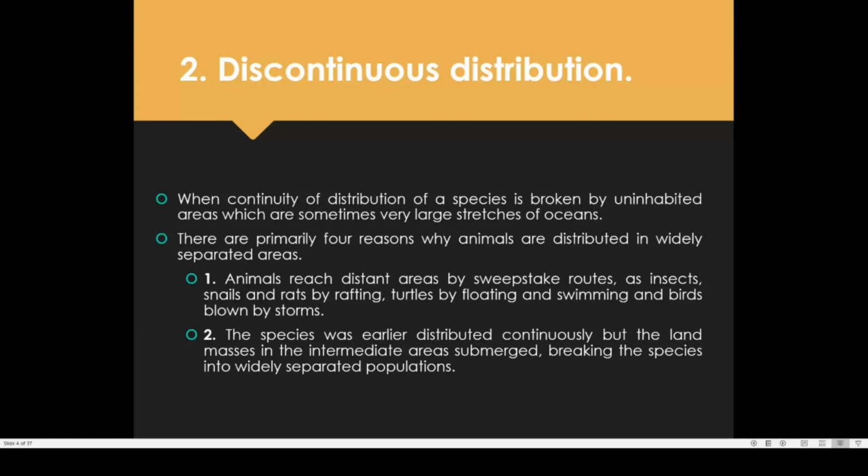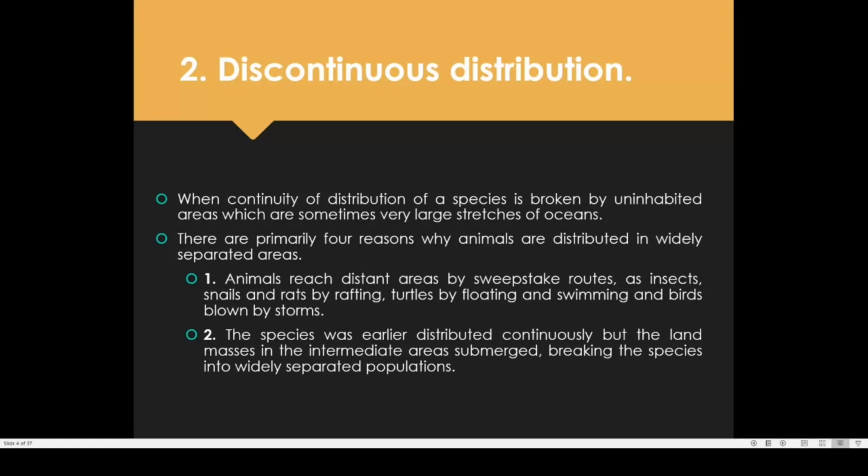Elephant, for example, if you look at the fossil history, elephant was present in Russia. Elephant was present in Europe also. So elephant used to have a continuous distribution in the ancient past. Now, because of the unfavorable condition in many parts of the world, elephant population in those regions got extinct. So now elephant is only surviving in Africa and also in Asia.